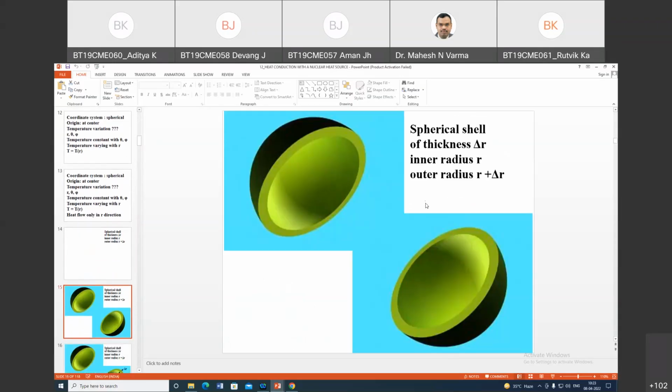This is what a spherical shell will look like. In this problem also, the spherical shell will look similar, because here also concentration is varying only in R direction, and there temperature was varying only in R direction. Temperature in heat transfer is similar to concentration in mass transfer. So exactly similar to this. So what will you do next?